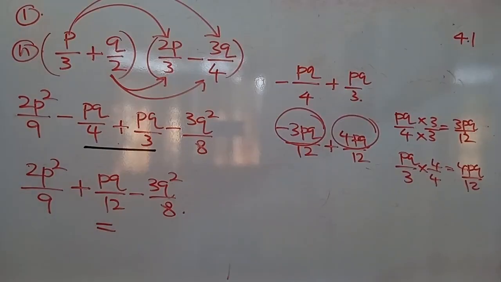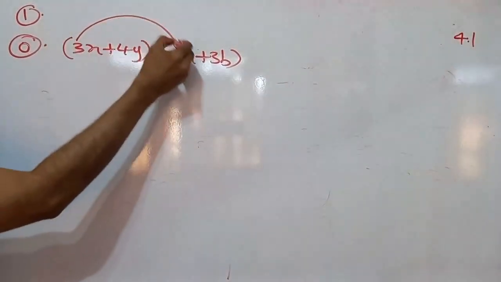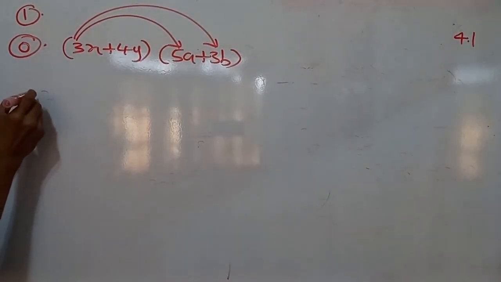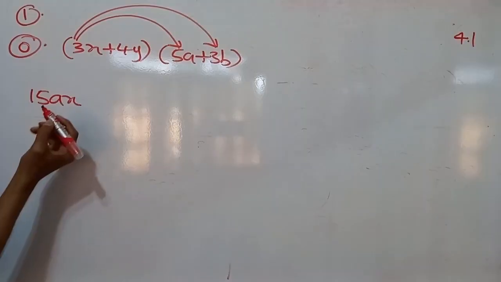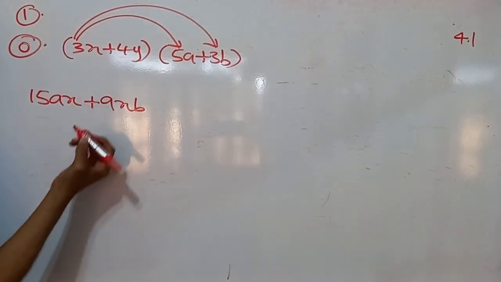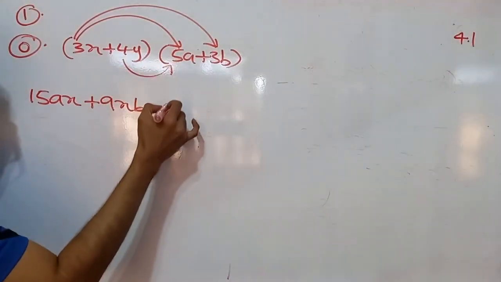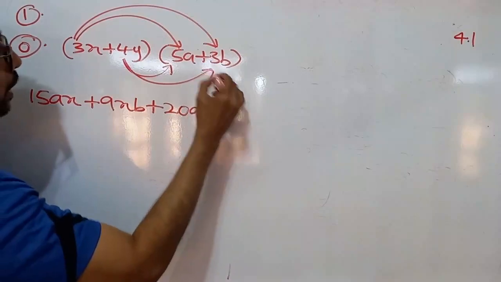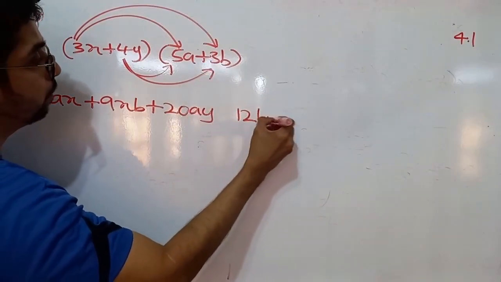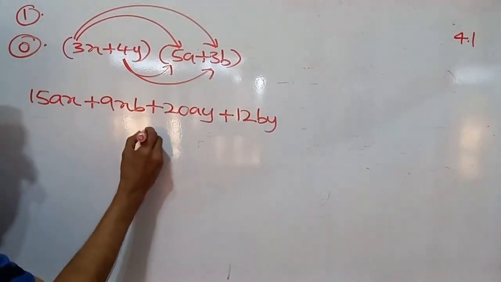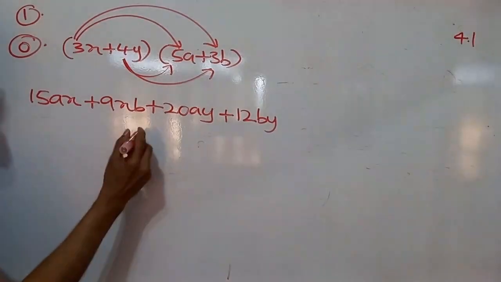This is the answer. So 3x into 5a, 3x into 3b, right? So here we get what? 15ax. ඊළඟට 9xb. So that is positive. ඊළඟට මෙතන මොකක්ද දෙන්නේ? 20ay, that is also positive. ඊළඟට මෙතන මොකක්ද දෙන්නේ? 12by, that is also positive. So if we take a look at the four terms, right? So there are no like terms. So this is the answer.